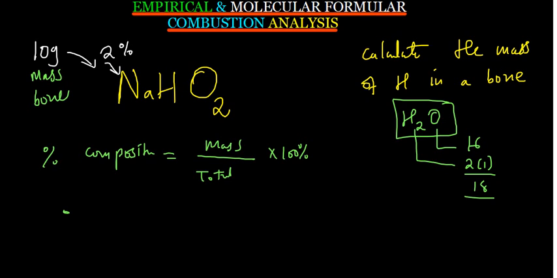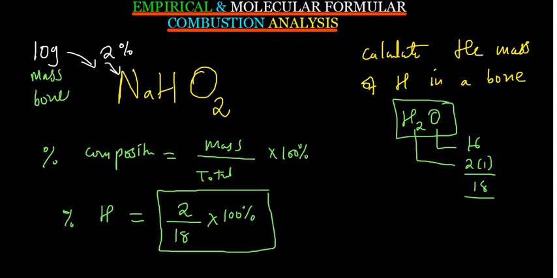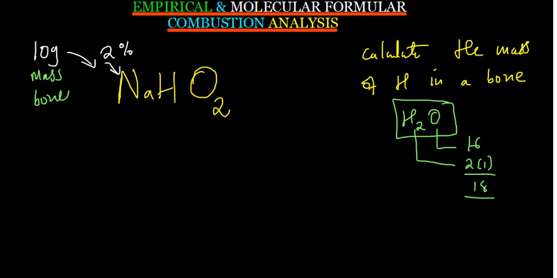It means that the percentage composition of hydrogen in water is going to be the mass of hydrogen in water, which is 2, divided by the total mass, which is 18, and then multiplied by 100%. So this is how you're going to be able to get the percentage of hydrogen in water. I hope that is clear. Now let's work out the question that we have.